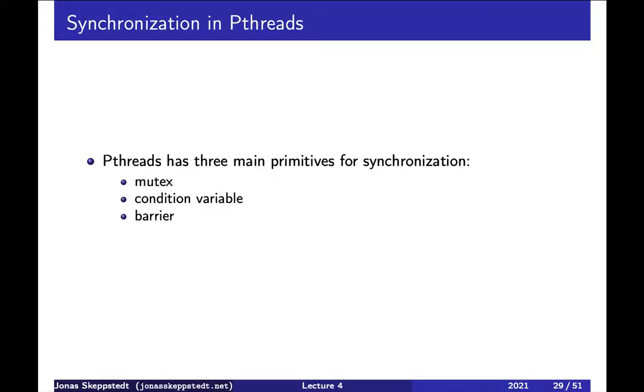We'll now look at three primitives for synchronizing Pthreads, namely Mutex, and secondly condition variable, which of course are used with a Mutex, and third a barrier. There is also a primitive for performing an operation exactly once, which is used for initialization, and we will come to that as well.